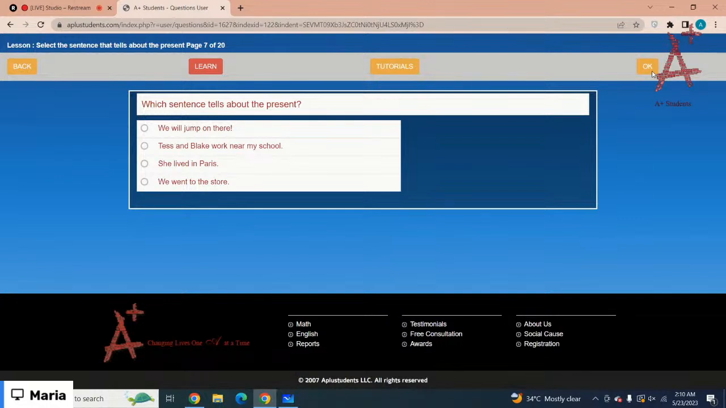Which sentence tells about the present? So you have to again identify the sentence that is in the present tense. We will jump on there. Tess and Blake work near my school. She lived in Paris. We went to the store. So which is the correct option? Option number two is the correct option.